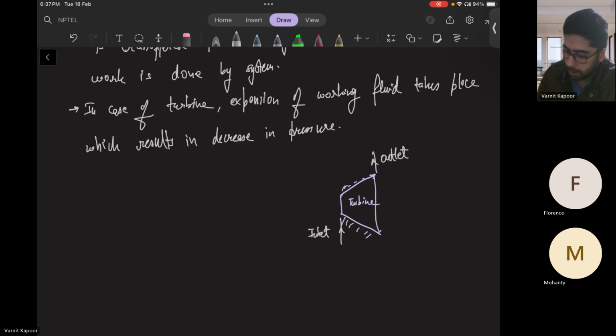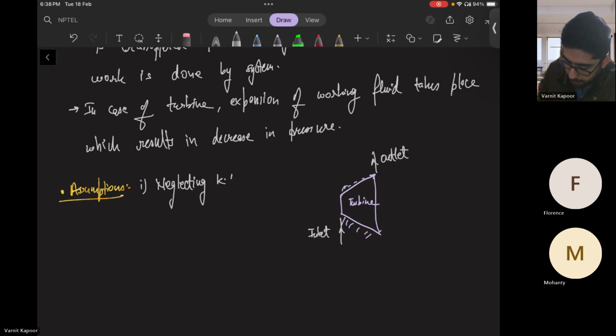Now again, we'll make some assumptions before applying SFEE. First assumption is, again, you will neglect the kinetic energy changes. So whatever the speed is at the inlet of the turbine, it's the same as the outlet of the turbine. So neglecting kinetic energies. Second, you neglect again the potential energy. So your turbine is at the same head.